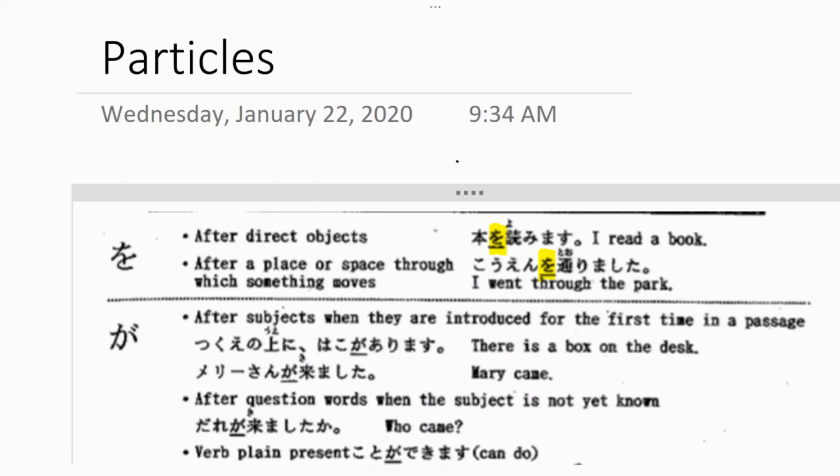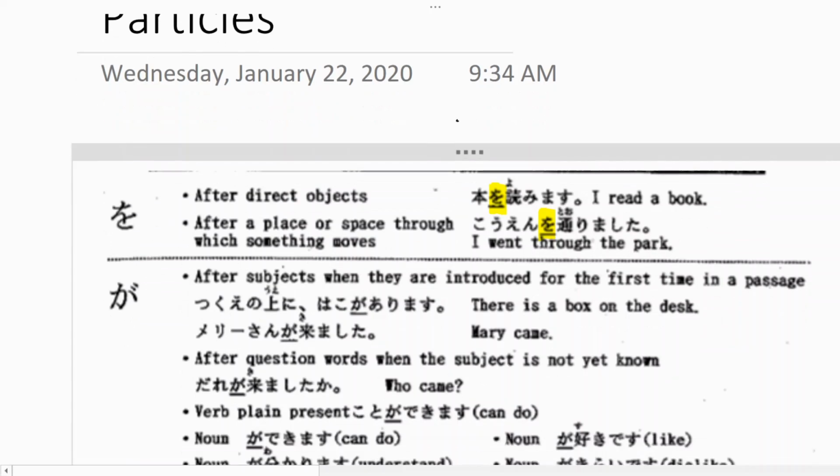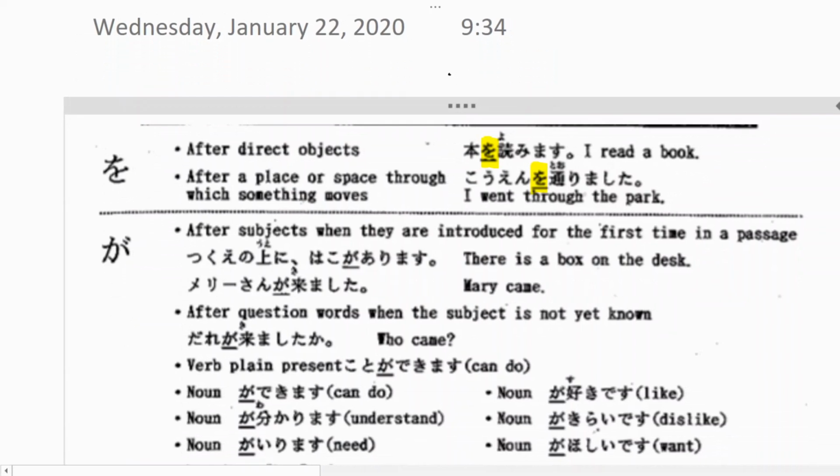Particle ga. Ga can be used after subjects when they are first introduced. So it's like a first wa, but not really. If you've got tsukue no ue ni hako ga arimasu, ga is just saying it exists. That there is a box on the desk, it just exists. Hako being box, tsukue no ue on the desk or above the desk.